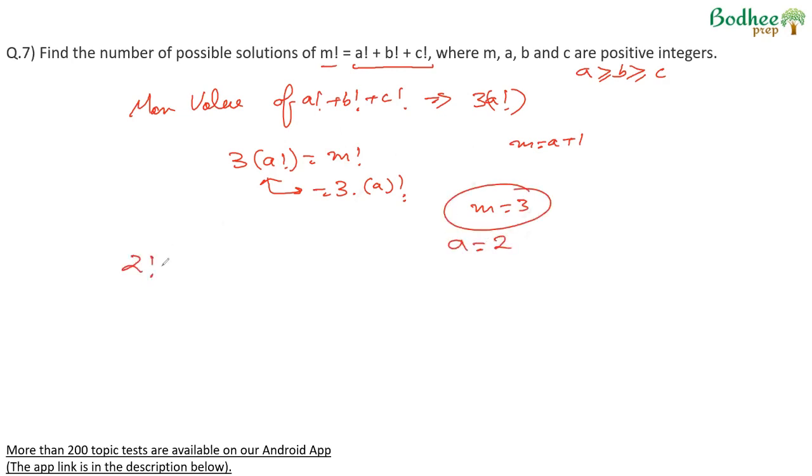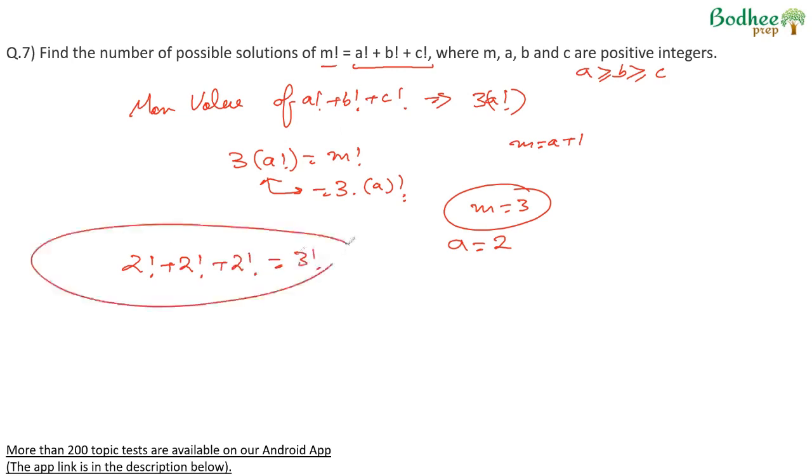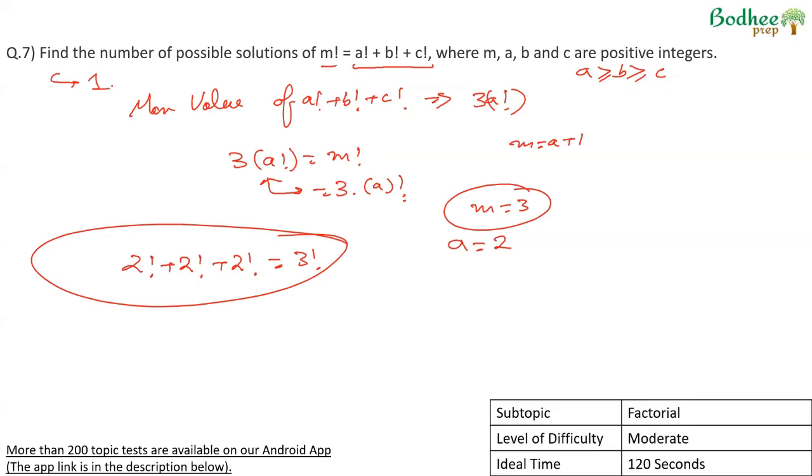So if we have 2 factorial plus 2 factorial plus 2 factorial, that we can write equal to 3 factorial. That is the only solution that is possible. Hence 1 becomes the answer. But again, I'd say it's a very tricky question. Getting it right in the exam may not happen.